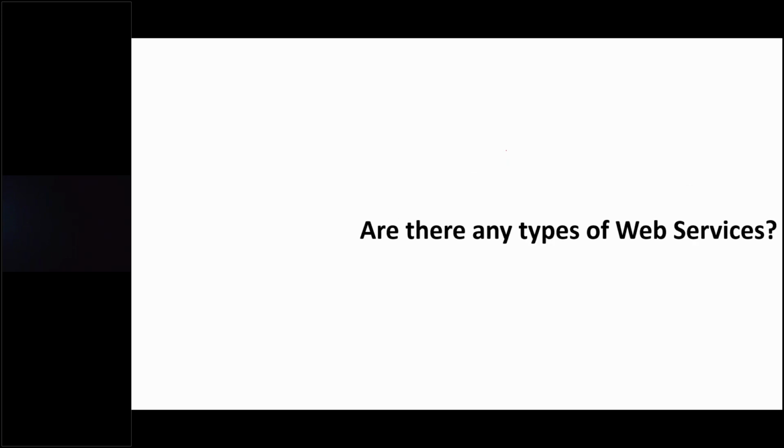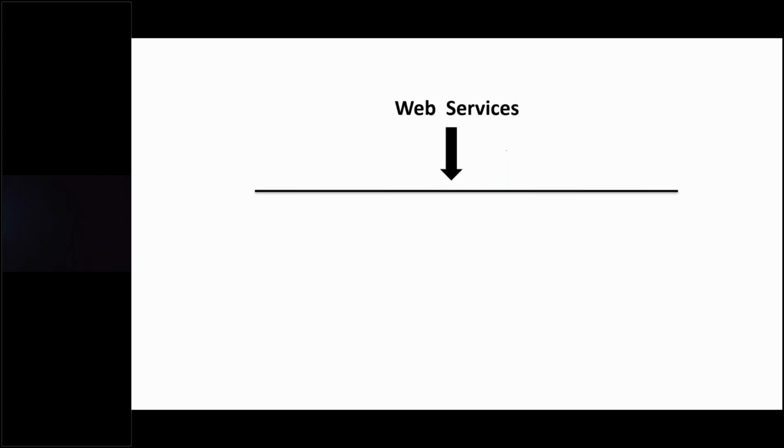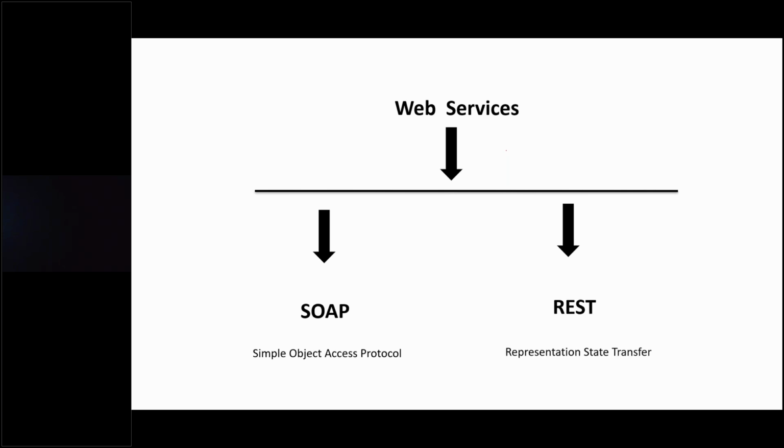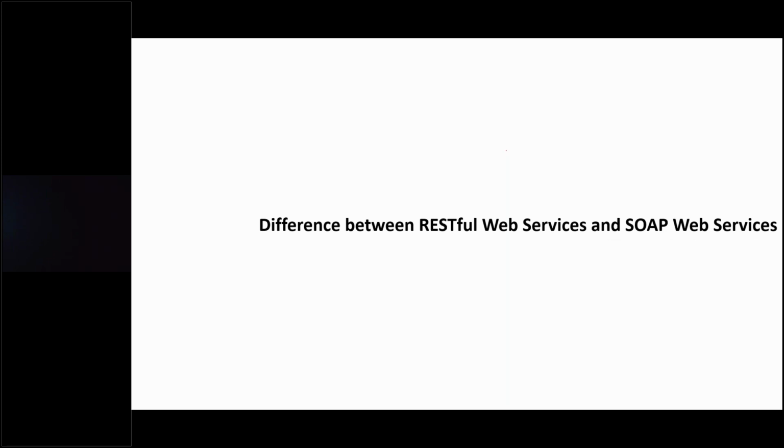So what are the types of web services? There are two types. One is SOAP, another one is REST. SOAP is also called Simple Object Access Protocol. REST is Representational State Transfer. In this session, we are going to extensively look into RESTful web services. We will quickly look into the difference between RESTful web services and SOAP.